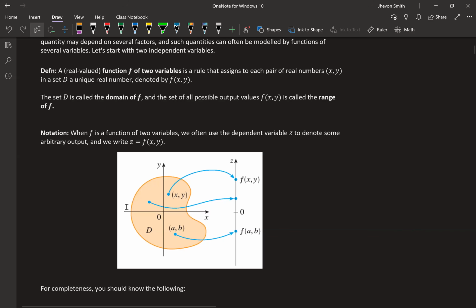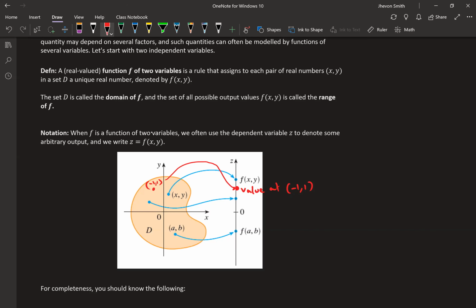So how does this work? Well, basically you have this region D that we call the domain of the function. You can have coordinates there, and I can take a random coordinate here, like maybe -1, 1. And then I plug it into my function, and the function is going to output a certain value. It's going to give me a value at -1, 1.